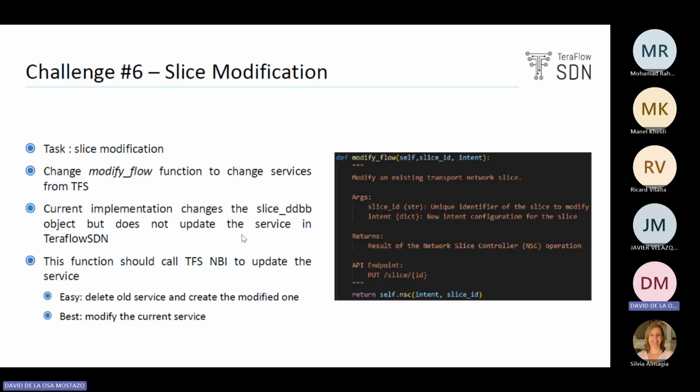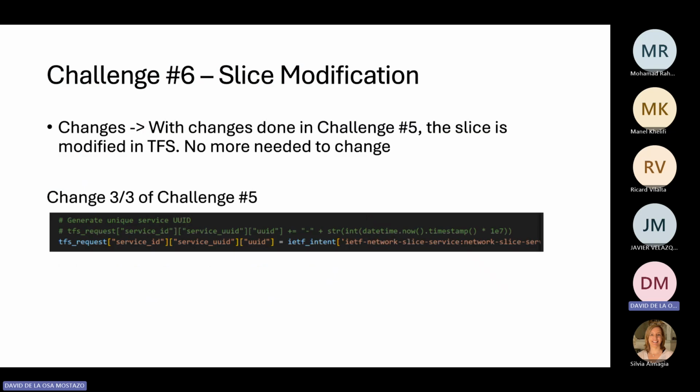Then we have challenge 6, which is basically to modify a slice. This challenge was solved in the challenge before, because when we changed the service UUID to the slice ID name, now when we create that slice again, it's going to have the same name as the intent, not a random one. So when we modify the slice, it's going to find it, and if it has the same name, it's going to modify it instead of creating a new one because of this name. So this one was also solved in the previous one.